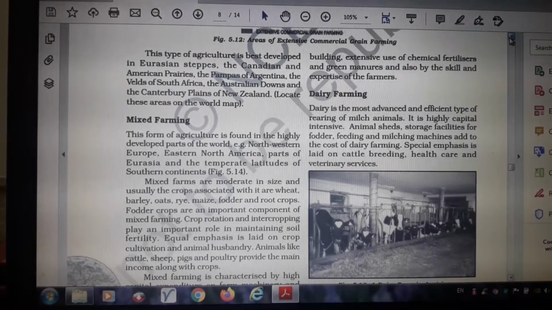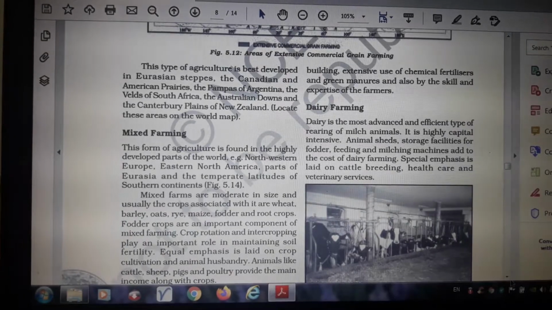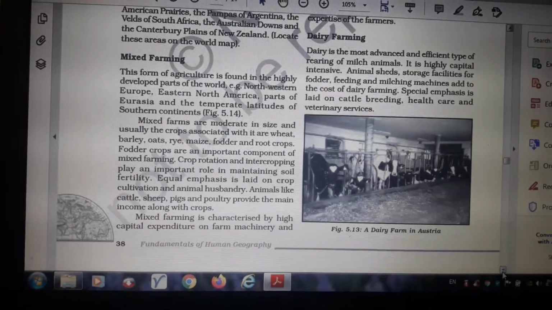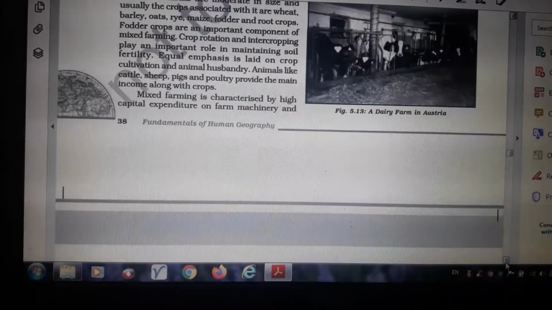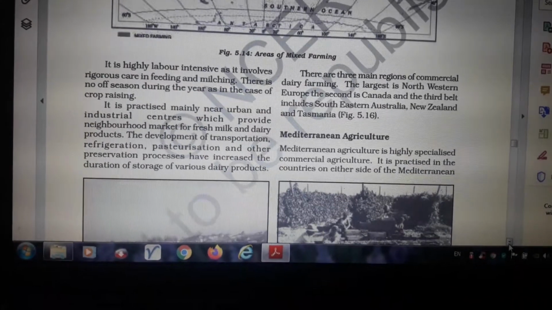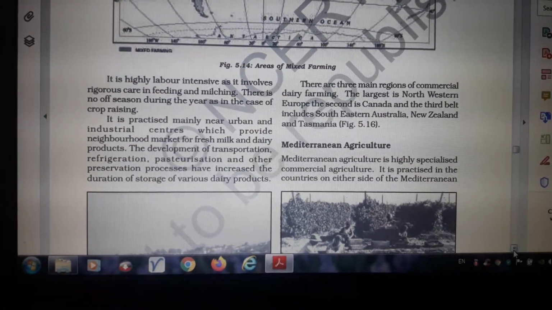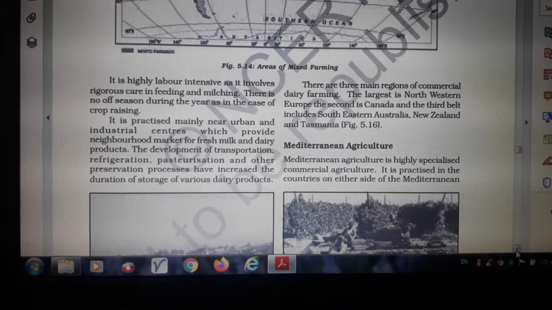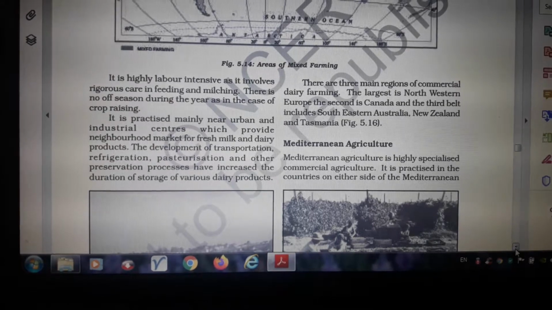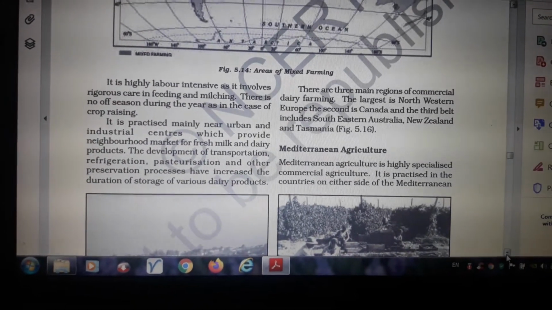This type of dairy farming is more common in the northwestern part of North America, Europe, Australia and New Zealand. These are the main important dairy farming areas in the world. There are three important areas of commercial dairy farming: the largest is northwestern Europe, the second is Canada, and the third belt includes southeastern Australia, New Zealand and Tasmania.